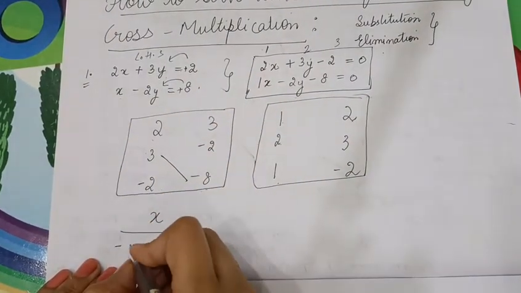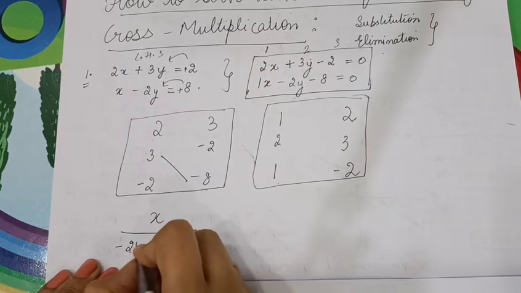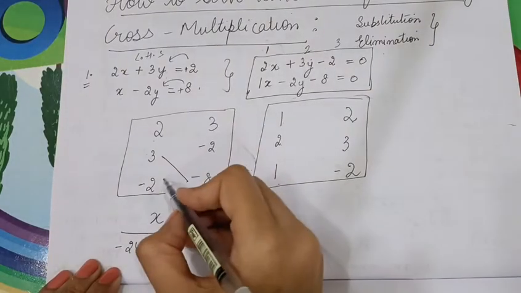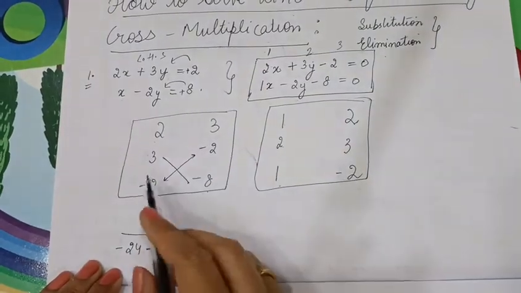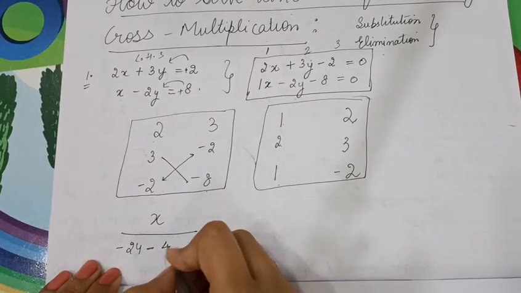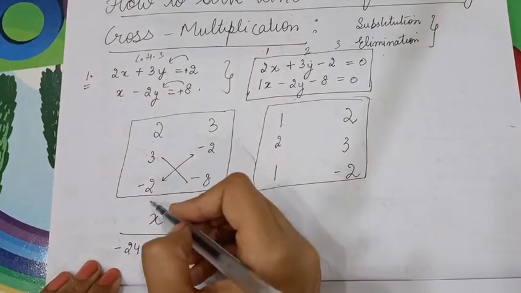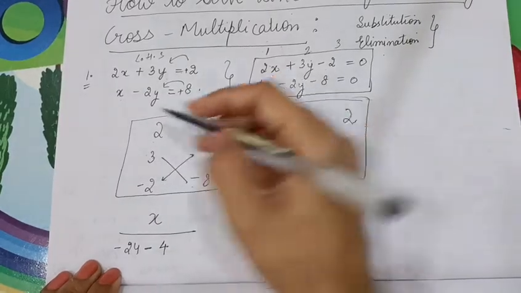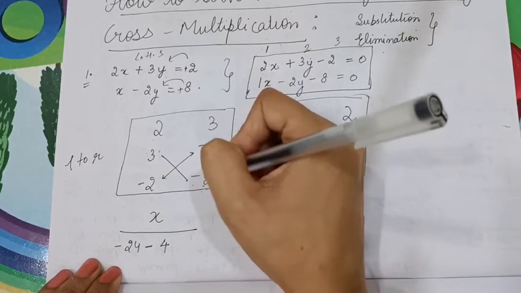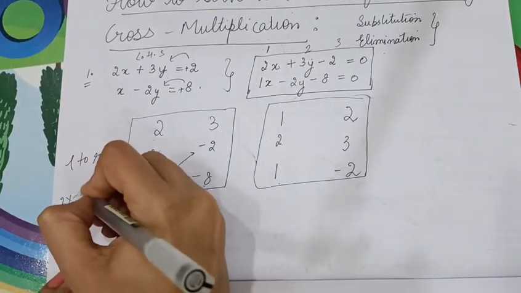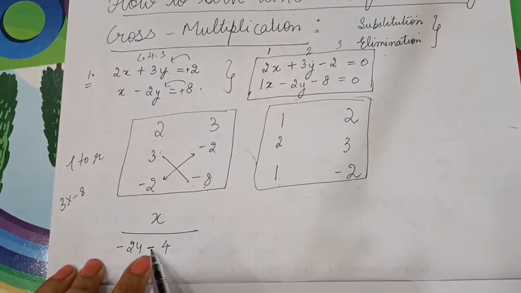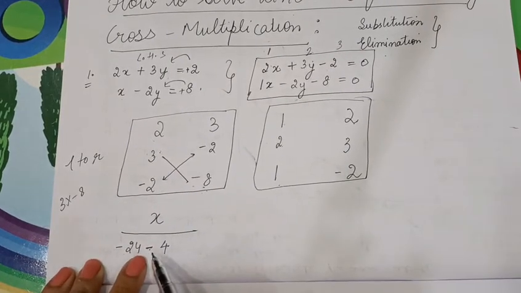3 into minus 8 is minus 24. Minus 2 into minus 2 is plus 4. So first what I have done, I've multiplied. See, we have to go from left to right. So 3 into minus 8 is minus 24, then minus. Then this minus will always come.